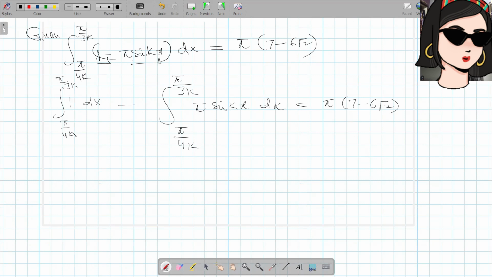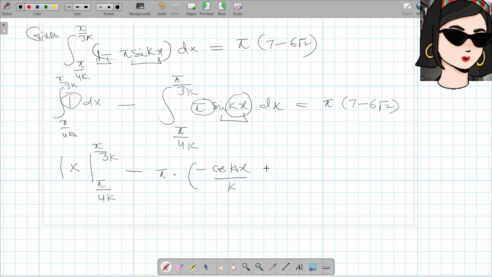So what is the antiderivative of 1? It is x, and we need to apply the limits. The k is phi outside, we don't need it here. What is the antiderivative of sine kx? Negative cos kx over k, since the derivative of cos kx is k times negative sine kx. So it will be negative cos kx over k.